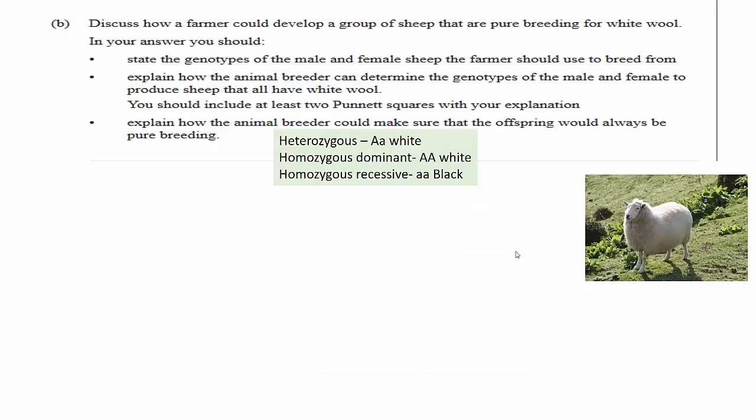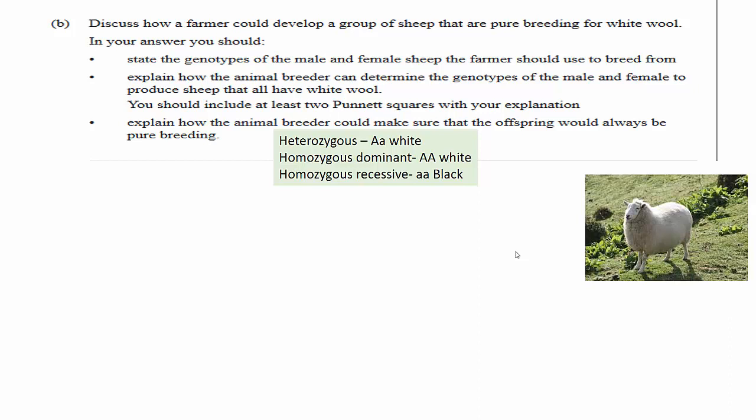Okay, 3b is a long answer question. It asks you to discuss how a farmer could develop a group of sheep that are pure breeding for white wool. That means that they only ever produce white wool. In your answer, you need to state the genotypes of male and female sheep the farmer should use to breed from. You need to explain how the animal breeder can determine the genotypes of the male and female to produce sheep that have all white wool. And you need to use Punnett squares to show that, at least 2. And then you need to explain how the animal breeder could make sure the offspring will always be pure breeding.